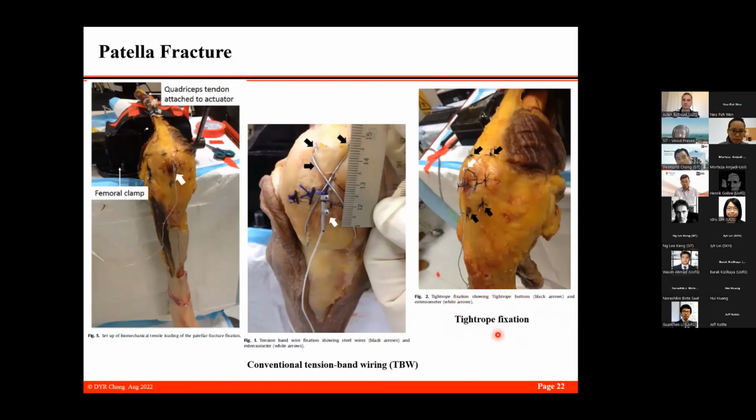So what we are doing here is trying to measure the gap of the fracture that has been repaired.